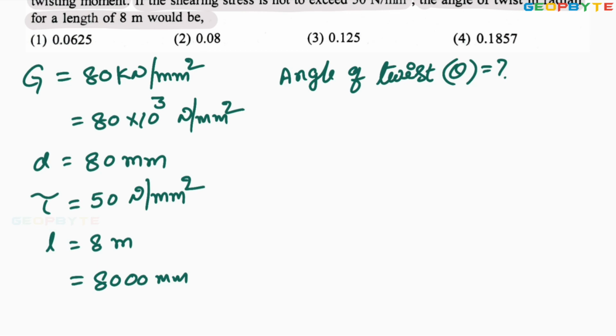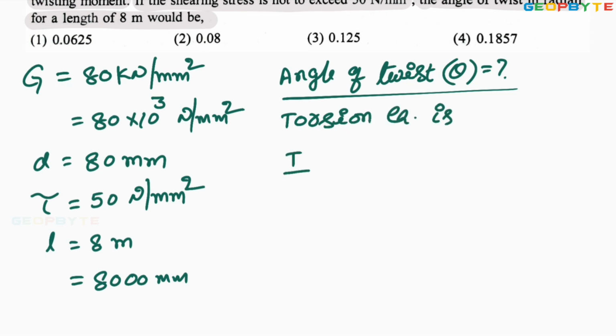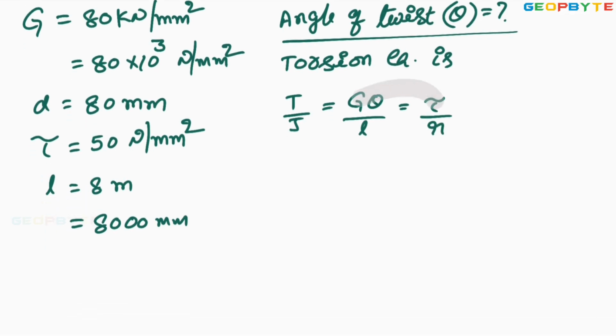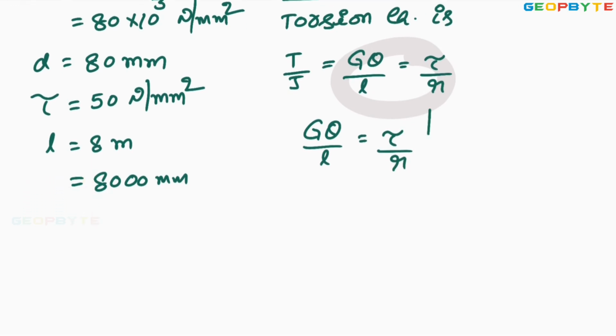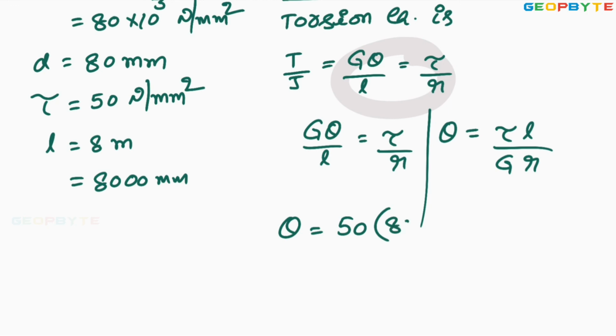For finding the angle of twist, let us take the torsion equation. Torsion equation is T by J equal to G theta by L equal to tau by R. From this relation, G theta by L is equal to tau by R, or the angle of twist theta equal to tau into L by G into R. So theta equal to tau equal to 50, into length 8000, divided by the shear modulus.